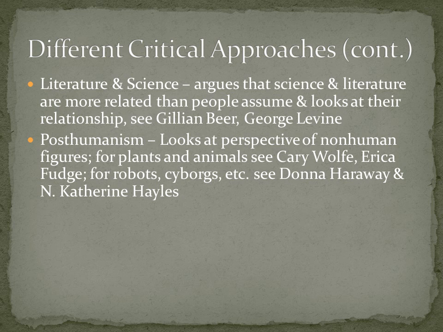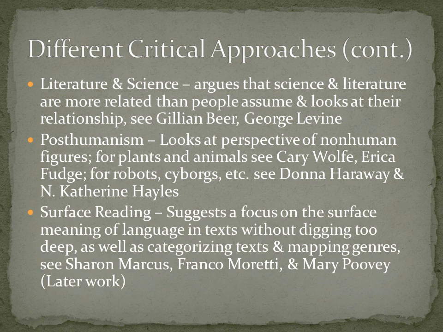Post-humanism, very similar to literature and science, but not quite the same. Just like race, class, gender, queer theory, post-colonial theory, this looks at the perspective of things that are not human or beyond being human. It may seem odd, but if you look more into it, there's a lot to be said about the functions of plants and animals in texts. And along the same lines, but in a slightly different vein, robots and cyborgs. So Cary Wolfe and Erica Fudge have done a lot with animals and texts, and then the cyborg robot thing, Donna Haraway and Katherine Hayles have done quite a bit with that. So look into those people for more if you want to.